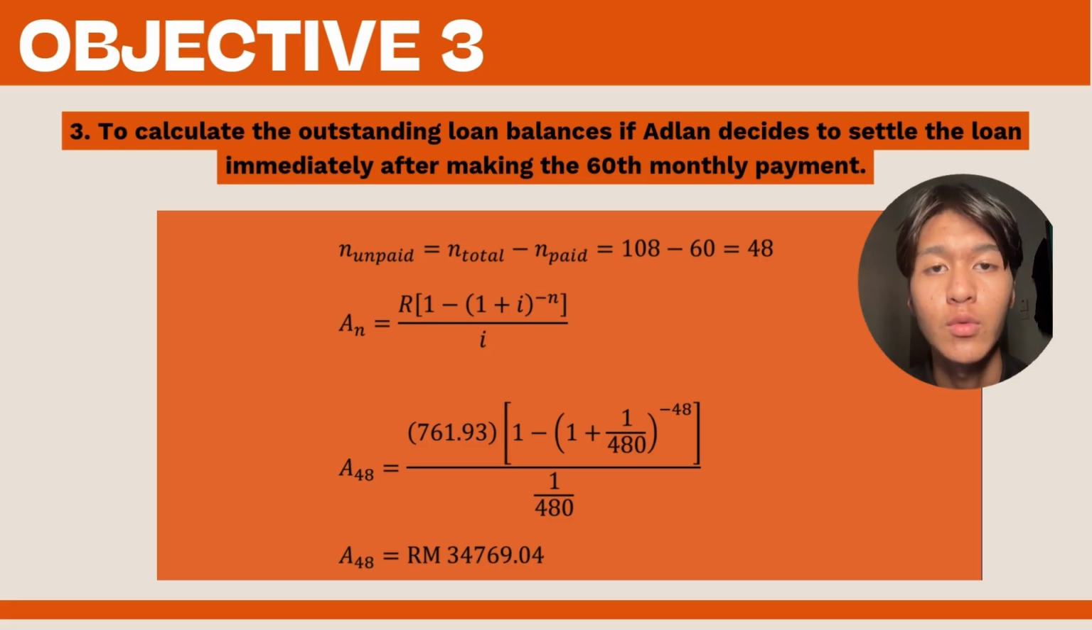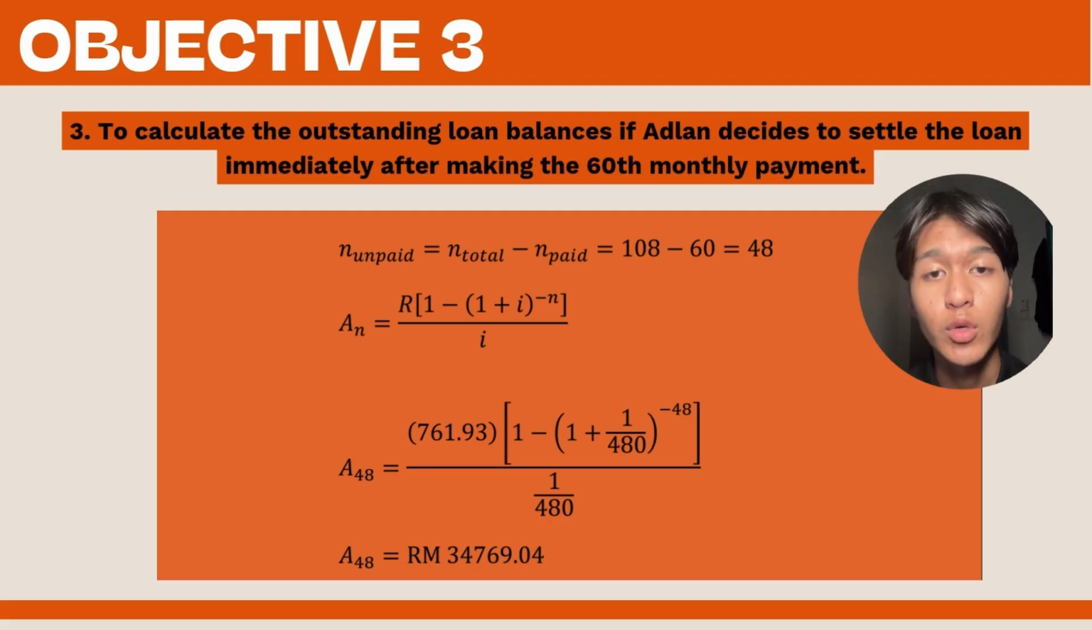Next is our objective 3, which is to calculate the outstanding loan balance if Adlan decides to settle the loan immediately after making the 60 monthly payments. As you can see, the formula we will use is n unpaid equals n total minus n paid, and it will bring us to 108 minus 60 equals 48.